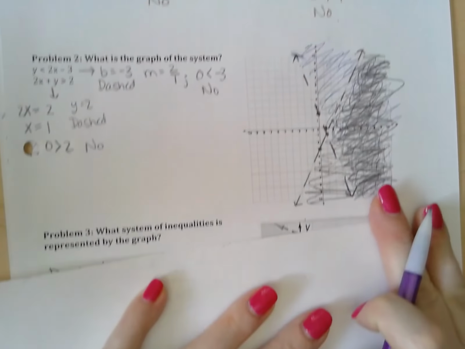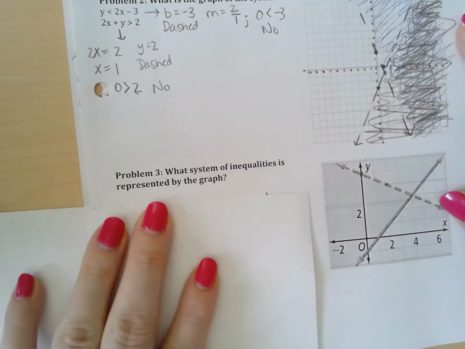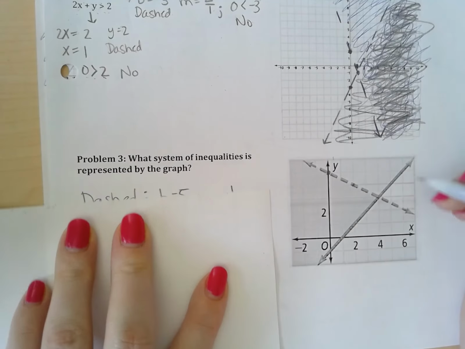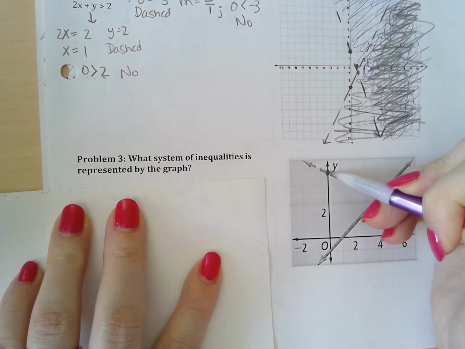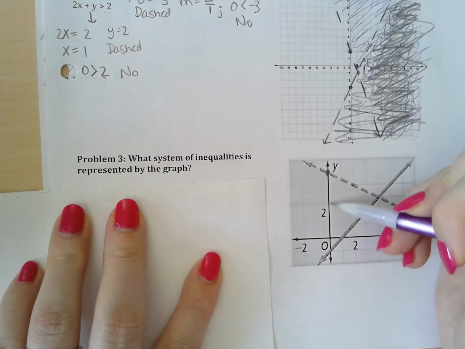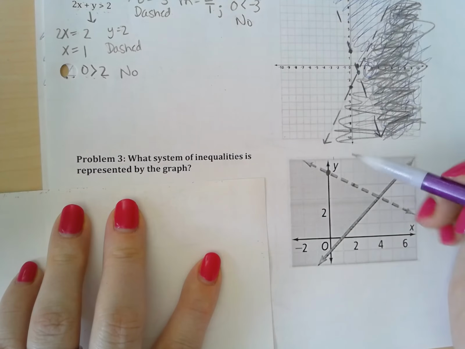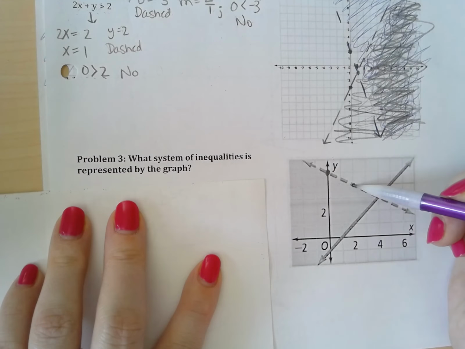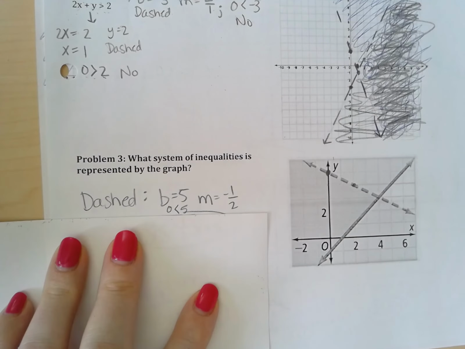So now we're going to do this in reverse. They actually give us the graph, and we need to write out the system of inequalities. To do that, I like to use the slope and the y-intercept. So for this dashed line, I have a nice point here. That's at 1, 2, 3, 4, 5. So my y-intercept is at 5. And then if I count, I go down 1 over 2. So negative 1 over 2 is the slope.